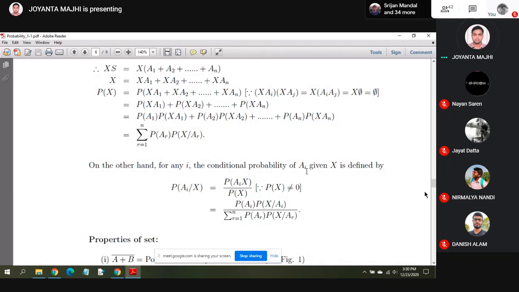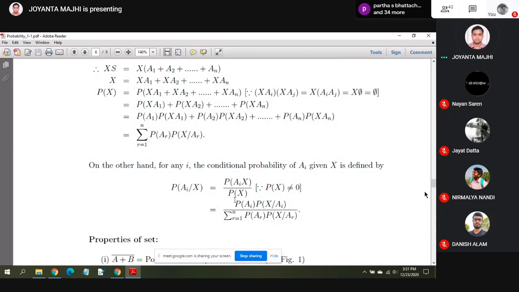Okay, and we can write this because probability of x is not equal to 0. We know that probability of A intersection B is equal to probability of A into conditional probability of B by A. Therefore, probability of A_i intersection x is equal to probability of A_i into probability of x by A_i.